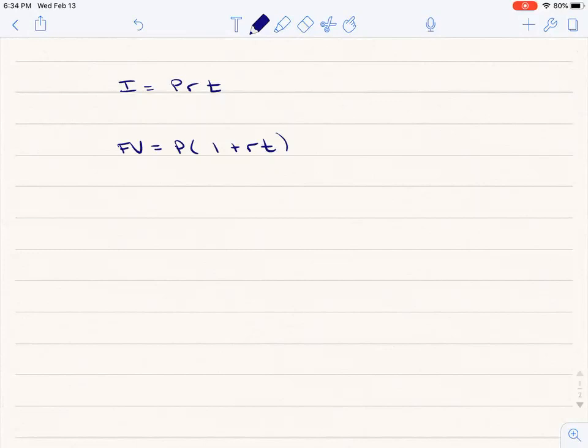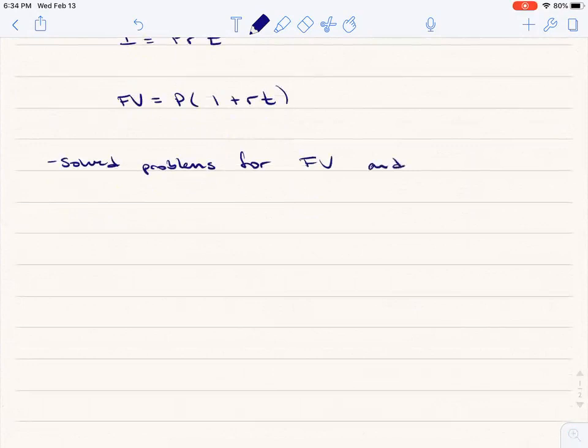And so we solved problems for the future value and P so far. Today we're going to work our way through just how do we solve for R and then how do we solve for T, right? Same old, just kind of working this formula all the ways that we possibly can. Any questions before we start this example?